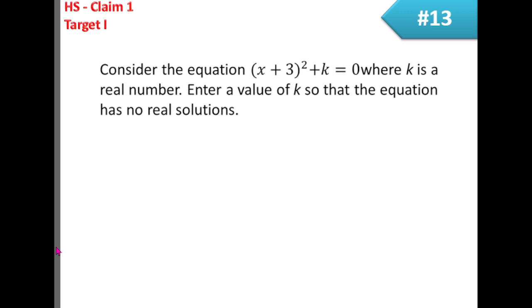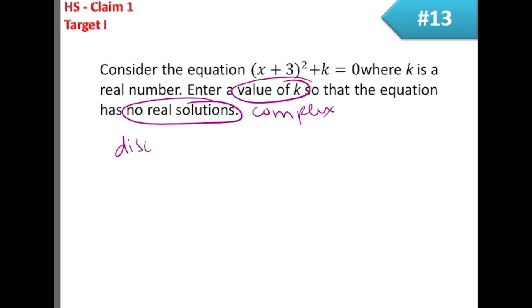Next one here, same thing. Okay, enter the value of k so that it has no real solution, meaning we want complex solutions. That means our discriminant again must be less than 0. Okay, if it's greater than 0, then it has 2 real solutions. So b squared minus 4ac.